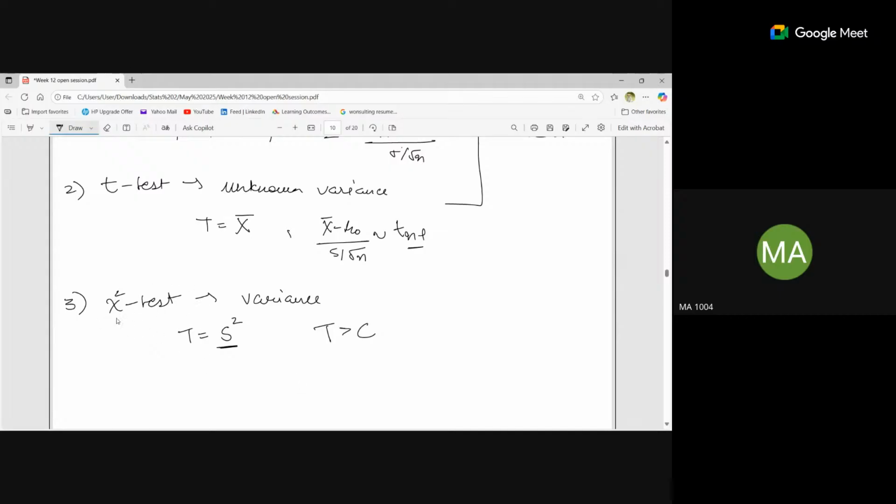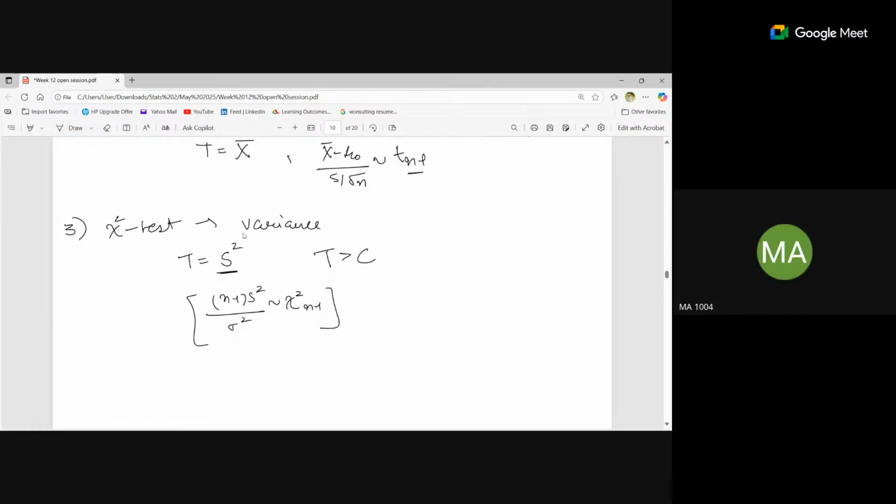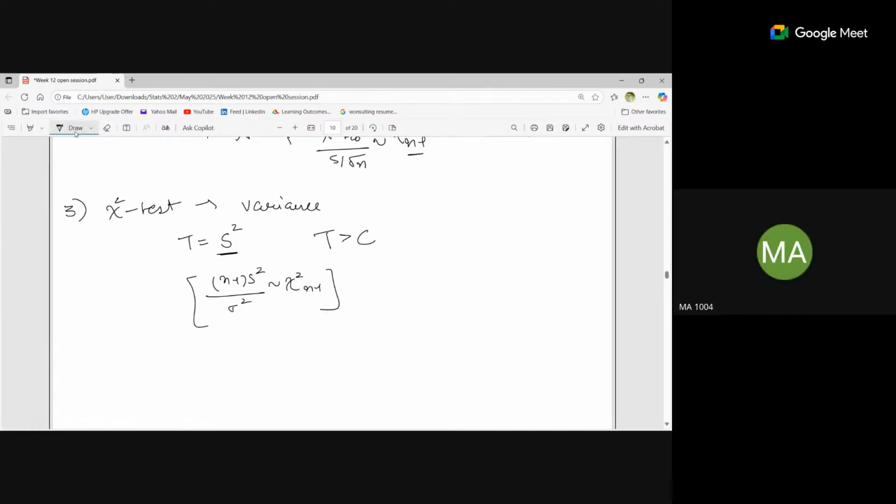Which value will be following the chi-square distribution? What is the equation? Chi-square is n minus 1 times S square divided by sigma square, which follows chi-square with n minus 1 degrees of freedom. So this is to test the sample variance if we have only one sample.